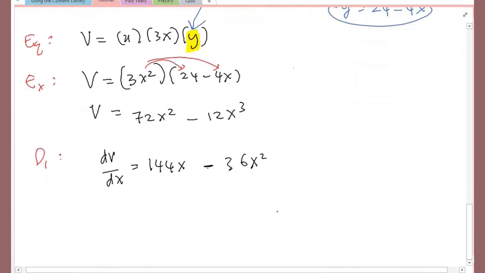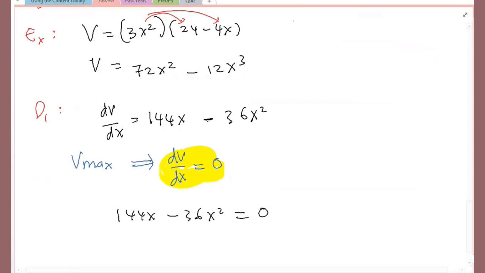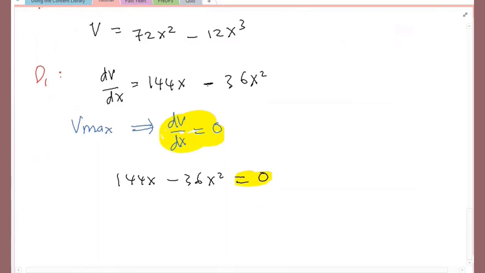And then to find maximum or minimum. V maximum implies dV/dx is equal to 0. V minimum also, this one is equal to 0. Always differentiate and set equal to 0. It's the same. You need to solve this first: 144x minus 36x squared is equal to 0, to find the value of x. And then factorize.